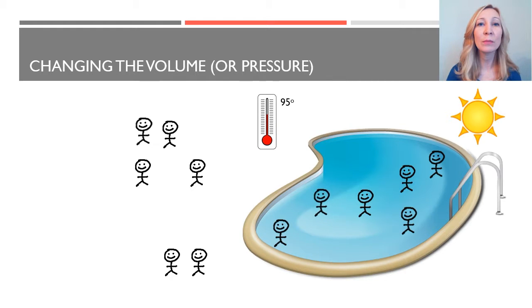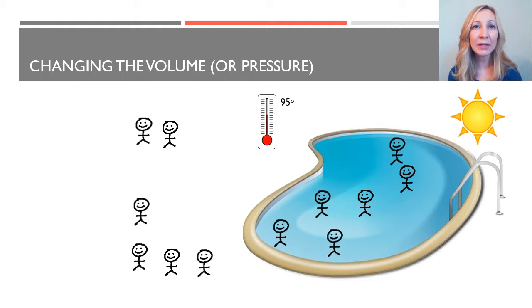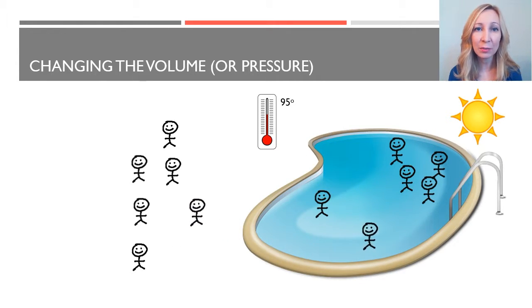So we have swimmers turning into sunbathers and sunbathers turning into swimmers. Once that pool starts filling up a little bit, then equilibrium's established and we have equal numbers of people going back and forth. So this is equilibrium. This is our perfect back and forth equilibrium.